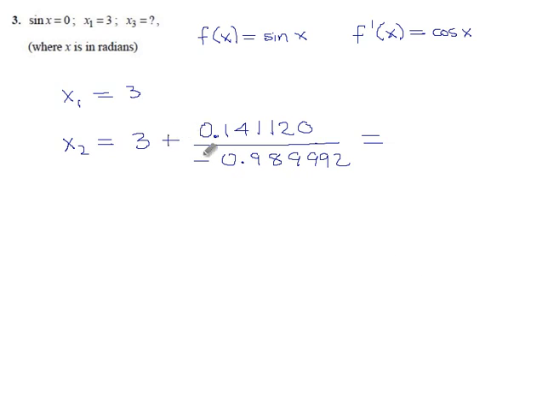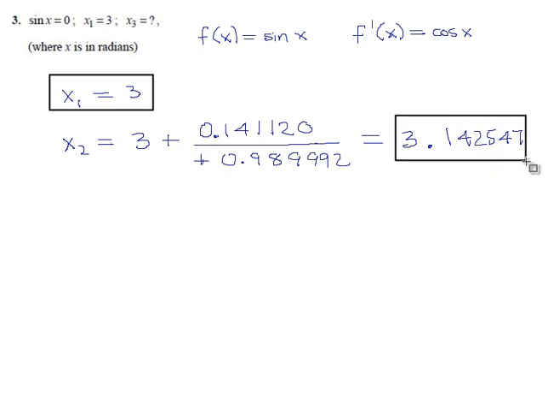for a final value of, the negatives cancel, we'll just lose those, so 3 plus 0.141120 divided by 0.98992 is 3.1425466. Well, I've only been going to 6 decimal places, so let's trim that off at 547. Okay, so first guess, second guess.